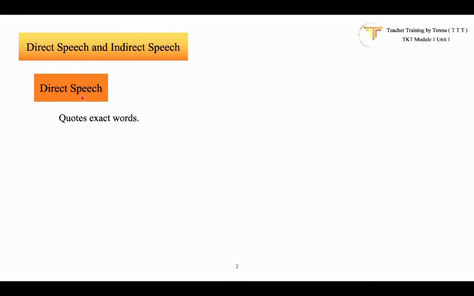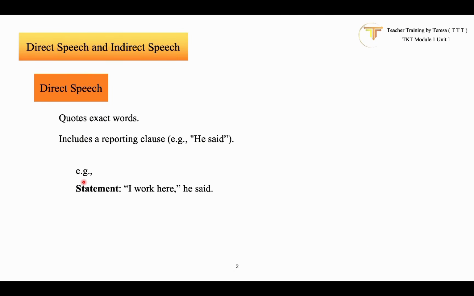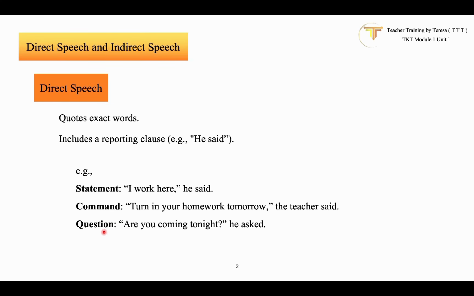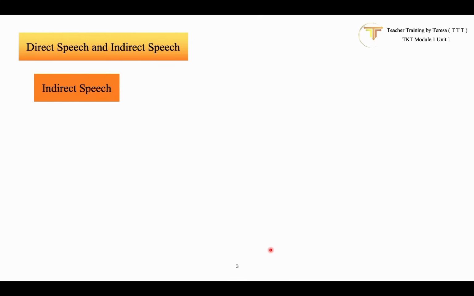Direct speech and indirect speech. Direct speech quotes exact words. It includes a reporting clause, for example, "he said." Examples. Statement: "I work here," he said. Command: "Turn in your homework tomorrow," the teacher said. Question: "Are you coming tonight?" he asked. Exclamation: "What a beautiful day!" she exclaimed.